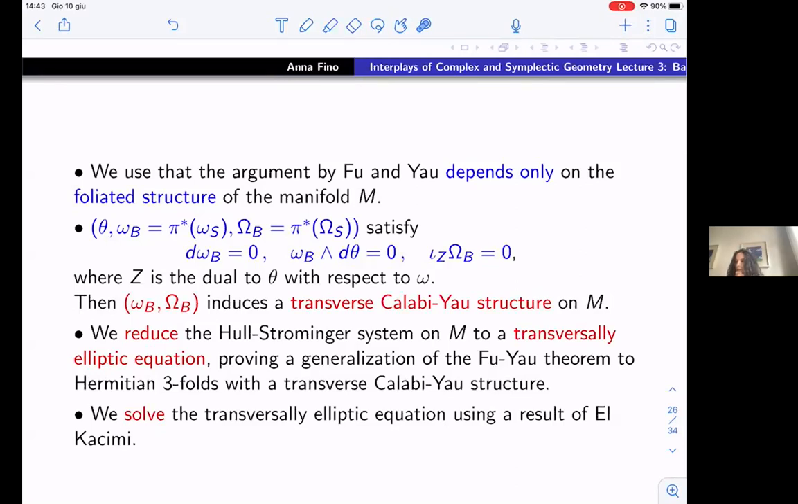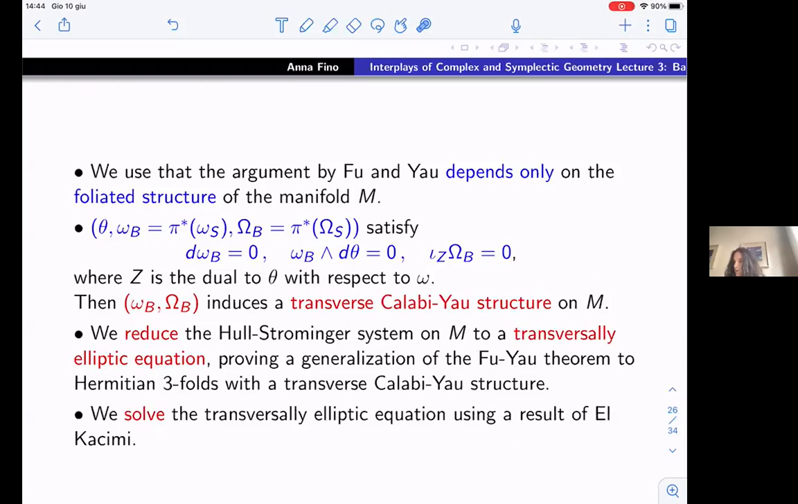What we have here is that omega, small omega_b, and big Omega_b, which are essentially constructed by pullback, are basic forms. And omega_b is closed, omega_b wedge d theta is 0. To be basic, if you contract Omega_b by zeta, this is 0. Then you have exactly what in the literature is called a transverse Calabi-Yau structure. The other part now is to consider the third equation of the Hull-Strominger system and to rewrite that in terms of this data.